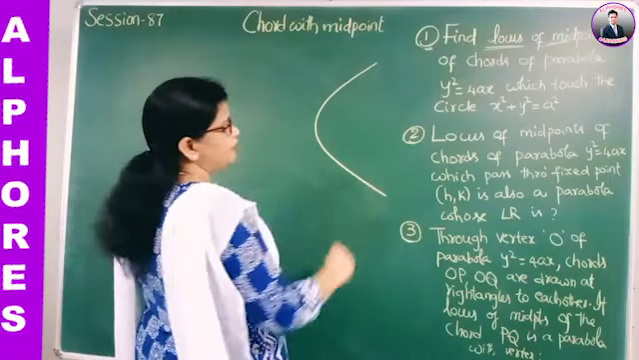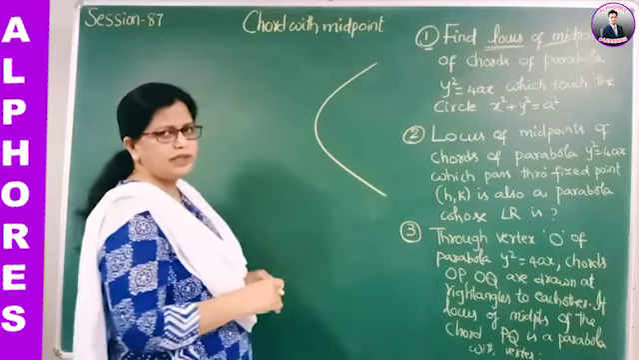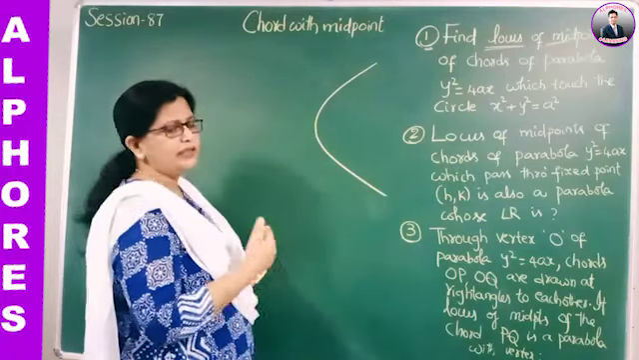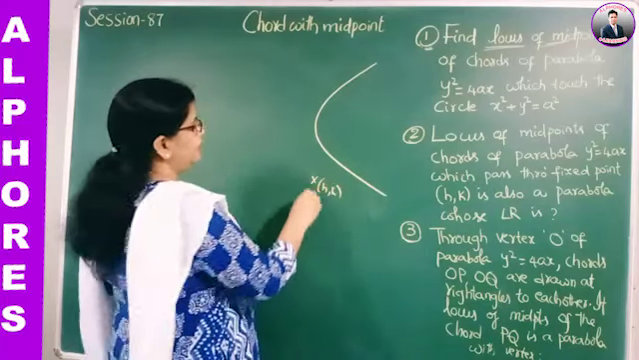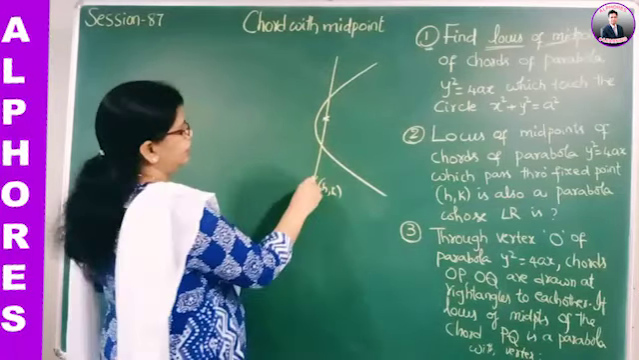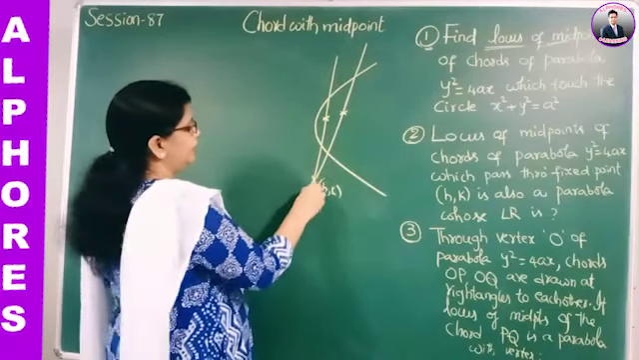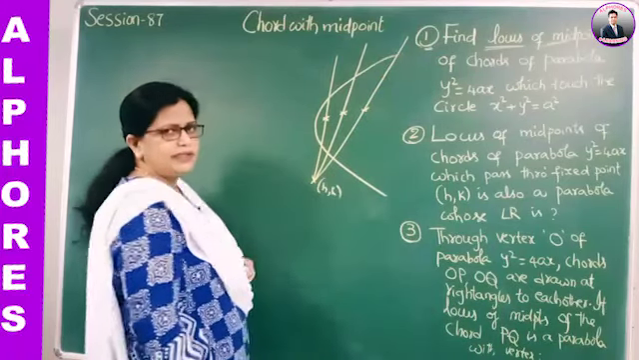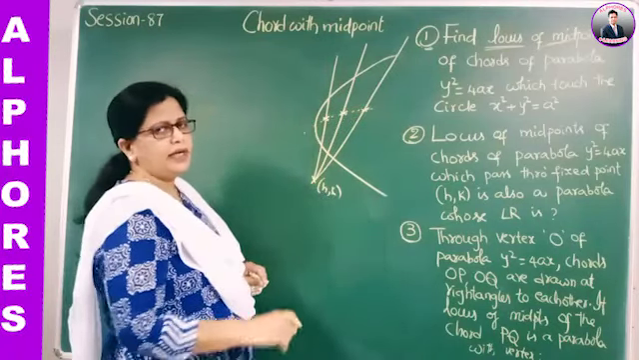They are all passing through a fixed point. That means the point (h, k), they did not mention where it is exactly. The point can be outside the parabola, on it, or inside. Suppose this is the fixed point (h, k), and now I am drawing one chord, and this is the middle point of this chord. Next I draw another chord, and this is its middle point. Again if you draw another chord, this is our middle point. Like this, if you join all these middle points, then we can obtain another parabola.